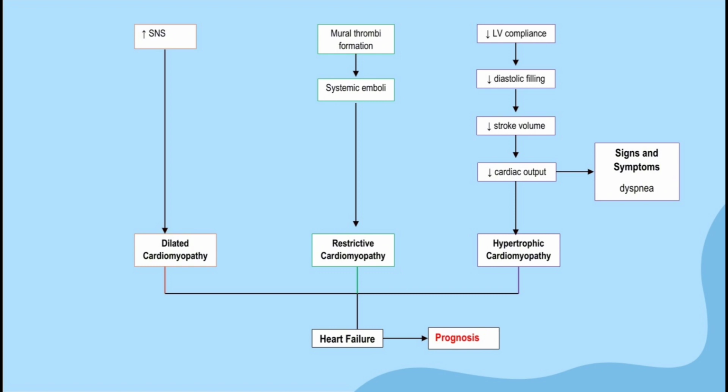So the signs and symptoms of dilated cardiomyopathy are hypoxia, angina, and dyspnea. So that is all for the pathophysiology of dilated cardiomyopathy.